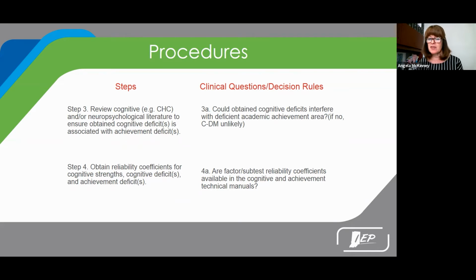All right, so then we think about, are the cognitive deficit areas that we found likely to impact that achievement area? And again, you're thinking logically here about what would make sense. If I'm struggling with this, how could it possibly affect this area? And if you think, I don't think that there's a connection there, then it's likely that you're not going to find a learning disability. If it makes sense, then you would move on to the next step.